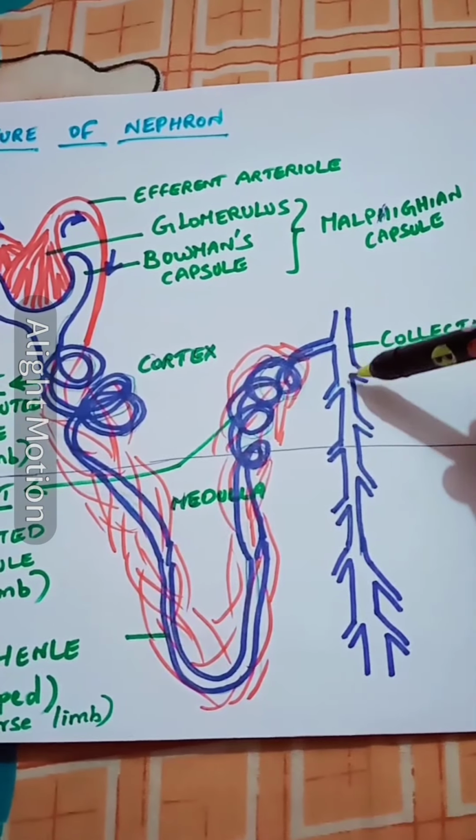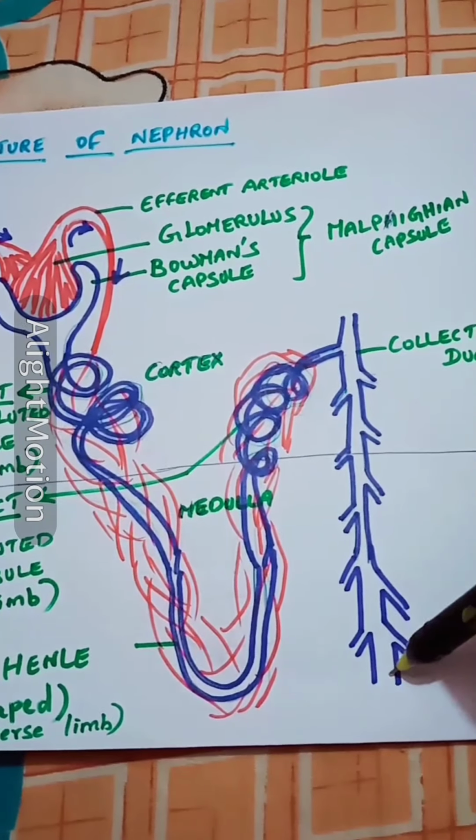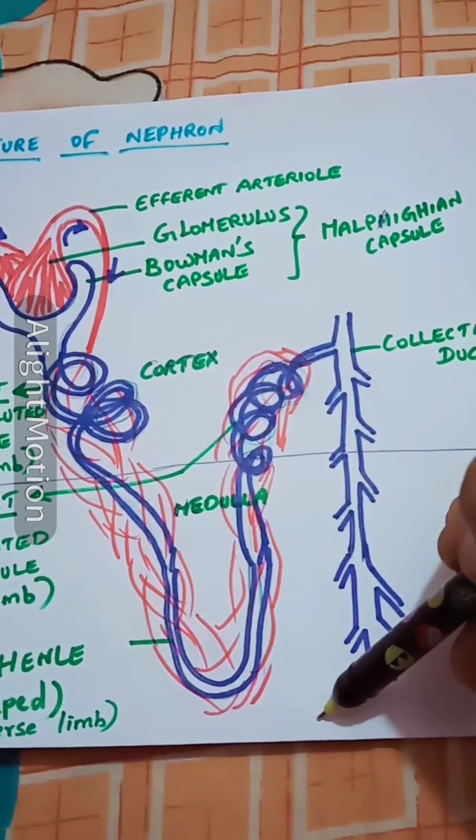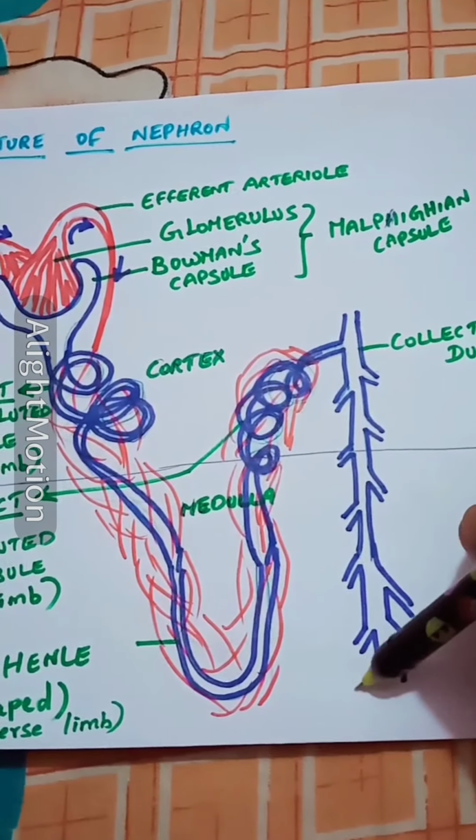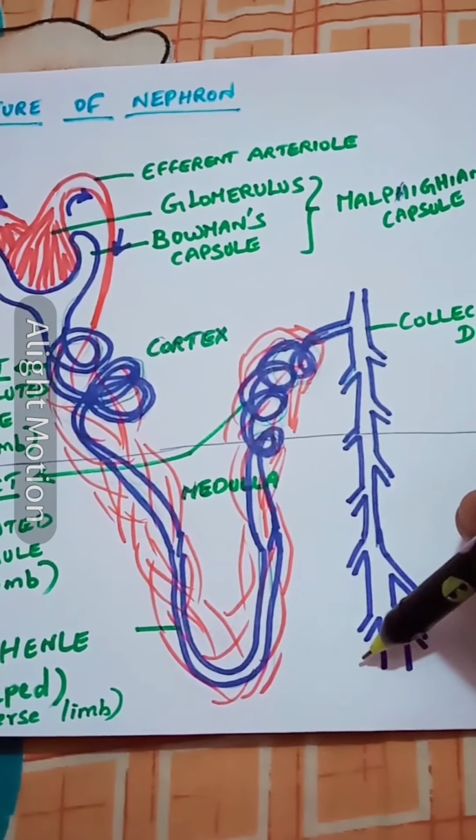Now the ureter collects the urine from all the collecting ducts, and then it is expelled outside through the urethra. Before that, the urinary bladder stores the urine, and then it is expelled outside.